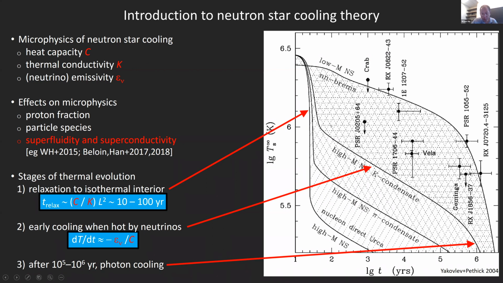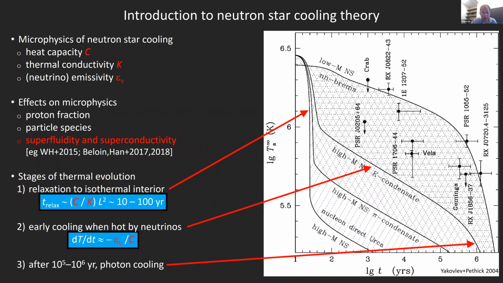And that's because the temperature is high, so neutrino emission is the dominant cooling process or heat loss process. And then after a million years, the temperature drops low enough that the neutron star now cools basically by emitting photons from the surface. That's at very late times. So that's a very quick, brief introduction into neutron star cooling theory.